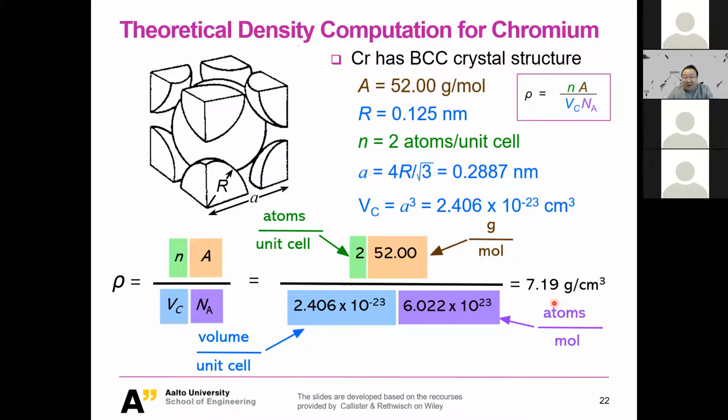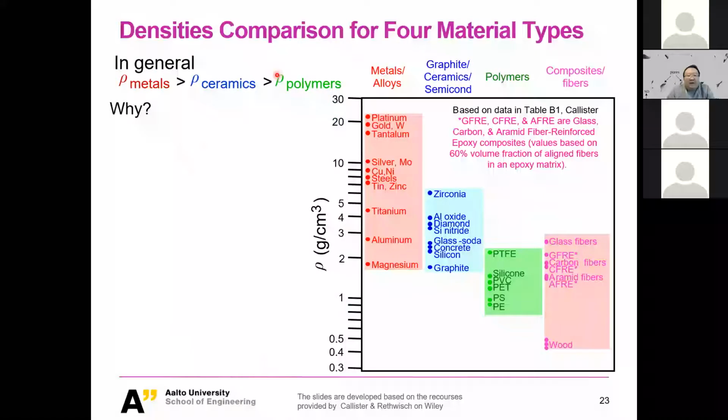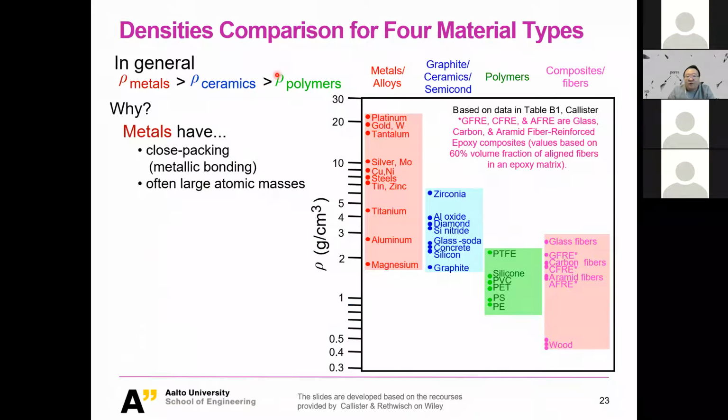I don't know if anyone has an impression of the density of chromium. What I can tell you is this density is pretty close already. Not exactly the same, but pretty close. So remember this number. I will ask you why it's not exactly the same as what we measured. One hint for you is that this is the so-called theoretical density.